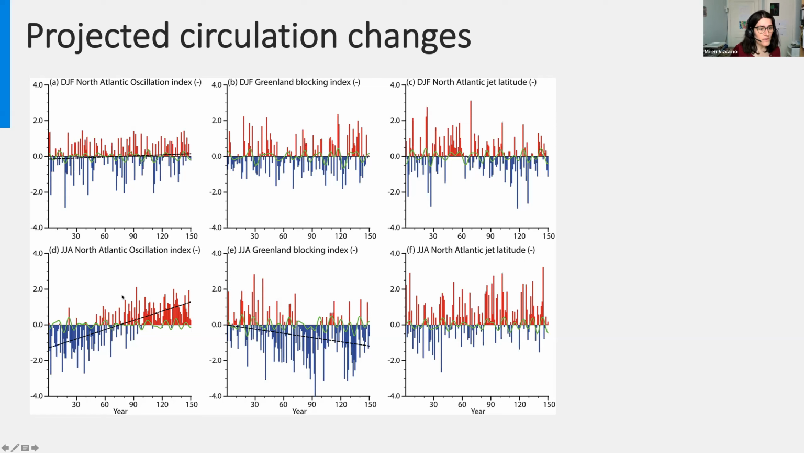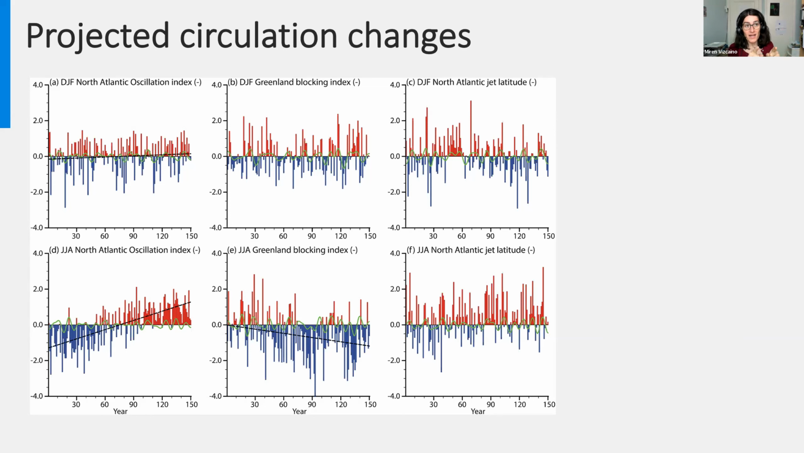So we look here at the summer. The model is projecting a more positive NAO and decreases in the blocking index. So it's going down, and this is different than what we were seeing for the sea ice decrease. The sea ice decrease was increasing the blocking, but that was without the greenhouse gas forcing. It was only about the sea ice effect.